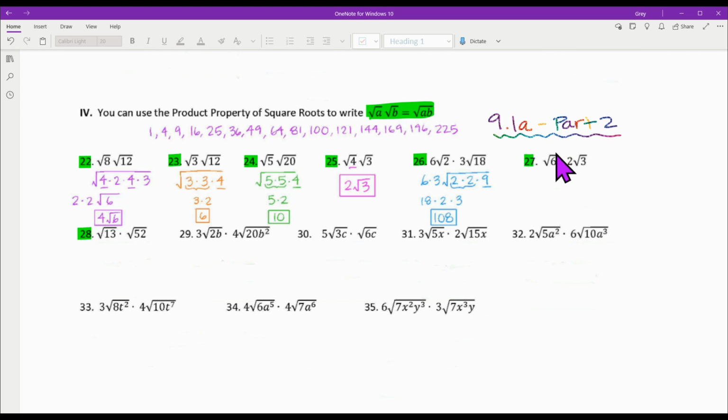All right. And here, the 2 is on the outside. It stays on the outside. I have a 6 and a 3, but I'm going to break up the 6 to 2 times 3. And then I have 2 3s under here, which makes it a perfect square, which means I can bring it out. So that's 2 times 3 times the square root of 2, or 6 square roots of 2.